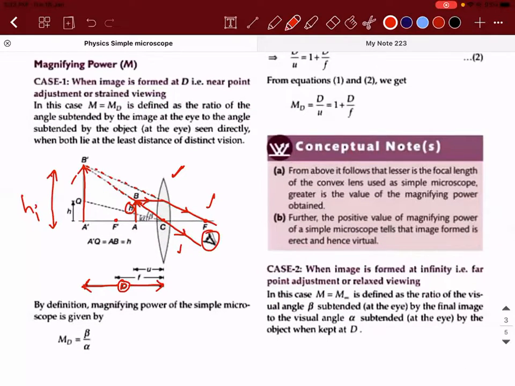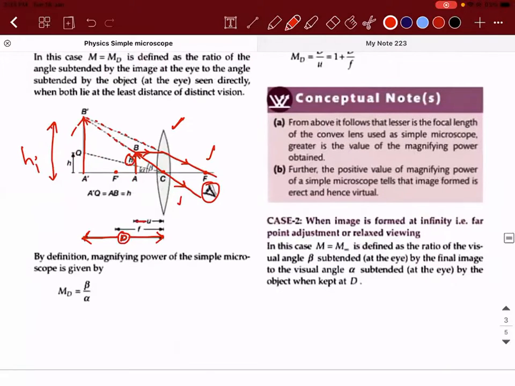Don't get confused. The object distance between the lens and the object is u, and the focal length of this lens is f. So you definitely need to keep the object between the focus and the optical center. But what is the adjustment you need to do? You need to adjust the position of the microscope with respect to the eye in such a way that the final enlarged image is formed at the least distance of distinct vision. Are you able to understand the difference?